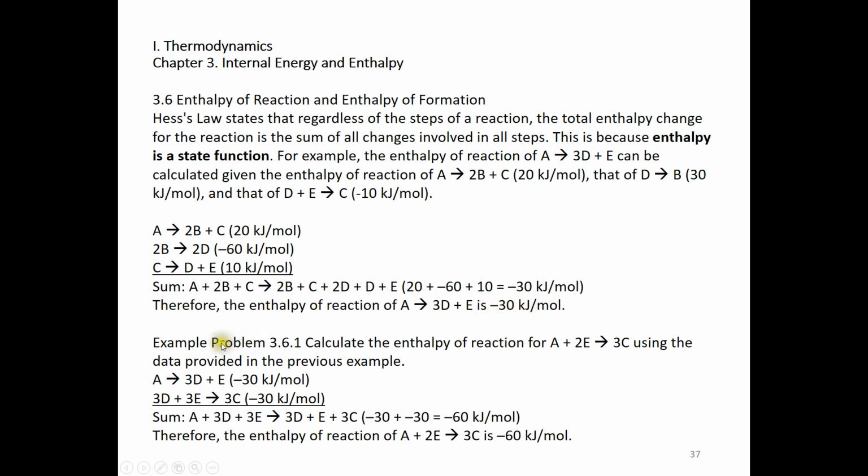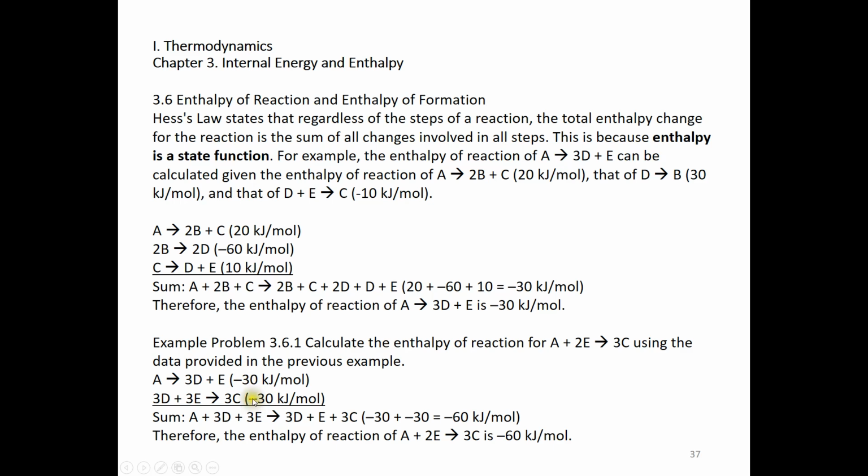Now let's look at another example, problem 3.6.1. Calculate the enthalpy of reaction. This is from A plus 2E to 3C using the data provided in the previous example over here. So we have this from A to 3D plus E. We copy this here, and then somehow we need to get rid of the D's, and we need to introduce C's into this equation. So we have this 3D plus 3E equals 3C. That's negative 30. That's from this reaction step multiplied by 3.